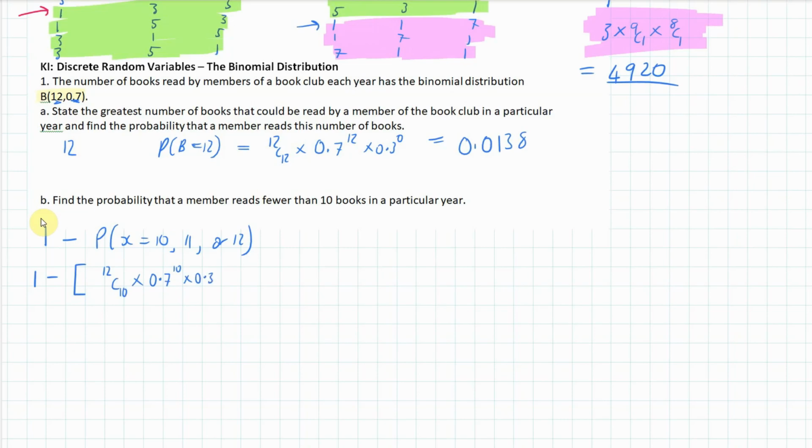0.3, which is the probability of failure, to the power of 2. And then for 11, 12 choose 11 times 0.7 to the power of 11 times 0.3 to the power of 1, so a fail for 1. And then we can take the value that we had here, which was 0.0138. You probably want to take your unrounded number, but I've just rounded it here. Okay, and then we put this into our calculator, and we should get our final answer. Now, the answer I'm getting for this is 0.747.